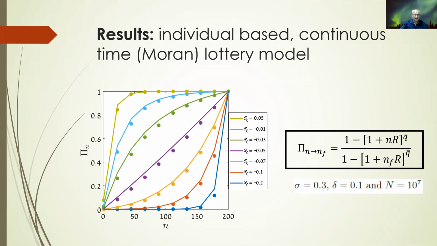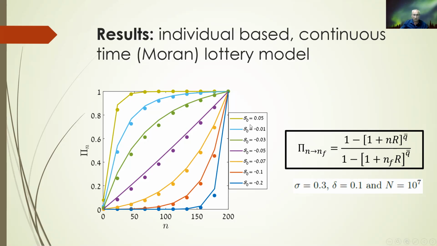And now here I plotted pi of n as a function of n. We started with different invader populations and asked what is the chance to reach 200 before extinction. As you can see, these filled circles are the results of a Monte Carlo simulation, and the full lines are the prediction of our formula. Again, the predictions work quite well. The fit is quite good.